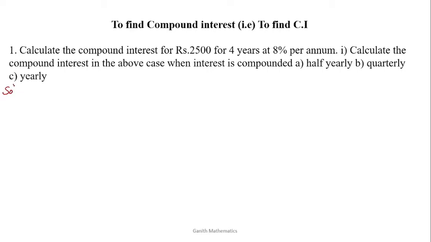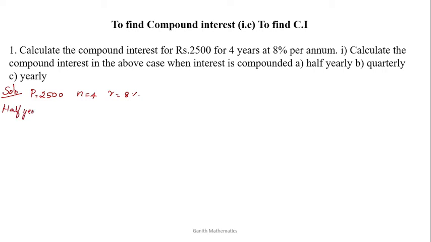Solution. So I am writing the given content. P is 2500. This is what I know. And N is 4 years and R is 8%. So I am having three different divisions. The first part is half yearly.